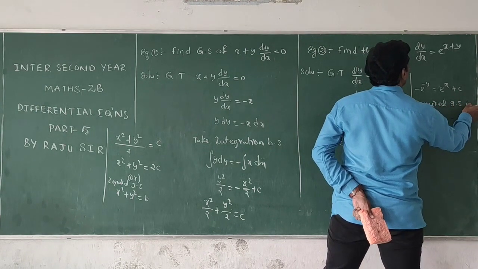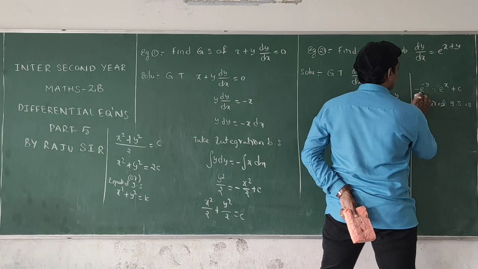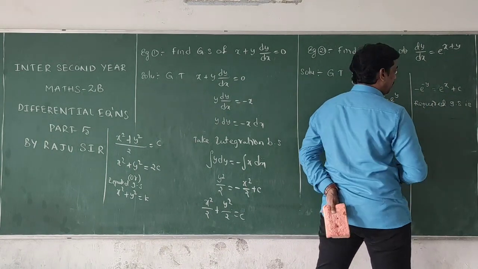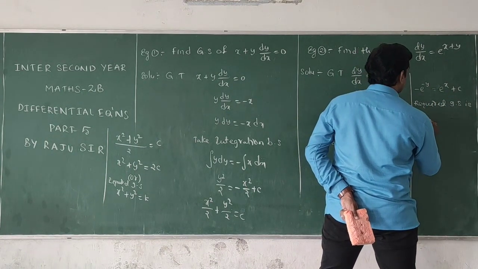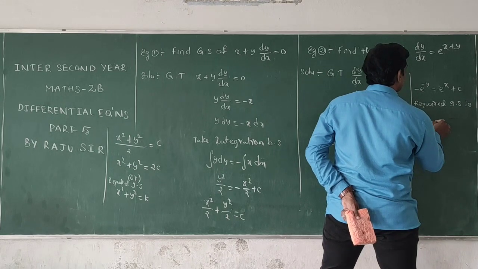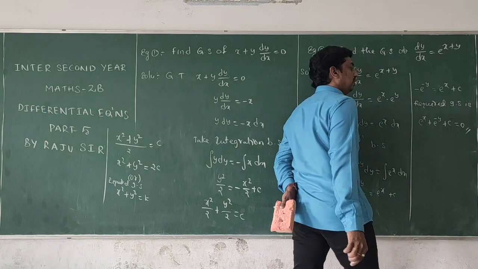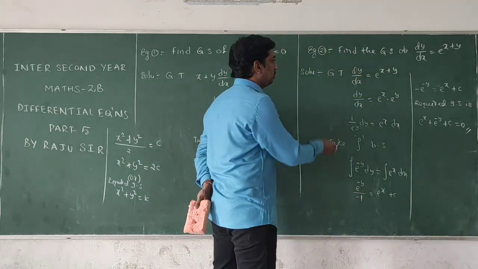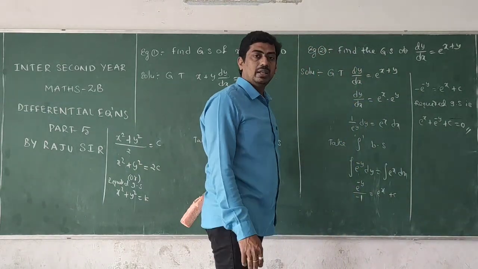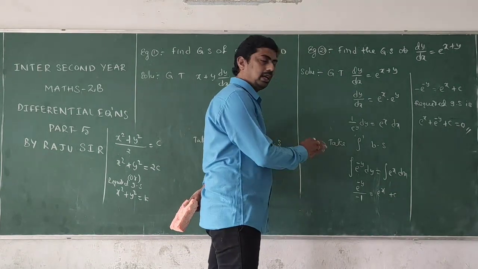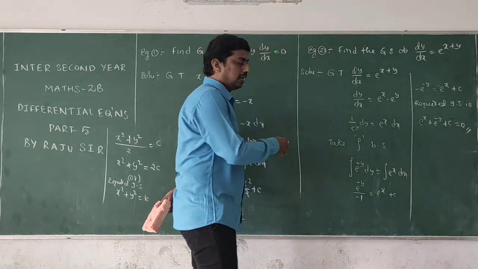The required general solution: the minus 1 is taken to the opposite side, so e power x plus e power minus y plus constant equal to 0, which is the required general solution of the given differential equation. Is it clear? Any more doubts? Very good.